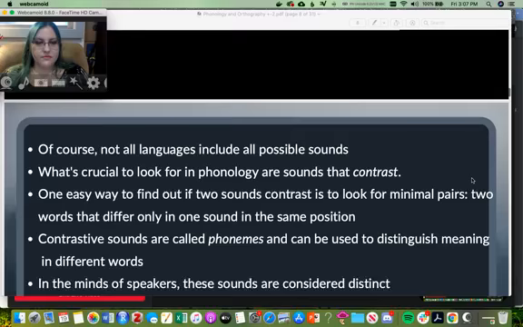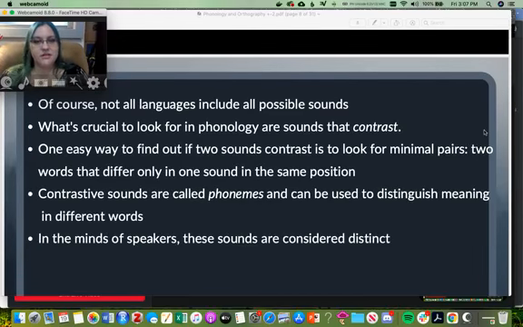Okay, so obviously not all languages are going to include all possible sounds. Most languages only have a subset of the sounds I've shown you here in the IPA chart, including English. So when you're looking at the phonology of a language you're approaching for documentation that maybe doesn't have any information out there about the phonology or the sound system, it helps to start with the IPA and try to find sounds on the IPA chart that you think correspond to the sounds that your language in question has. What's crucial to look for in the phonology are sounds that contrast.